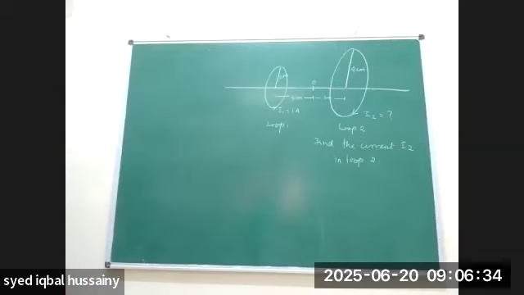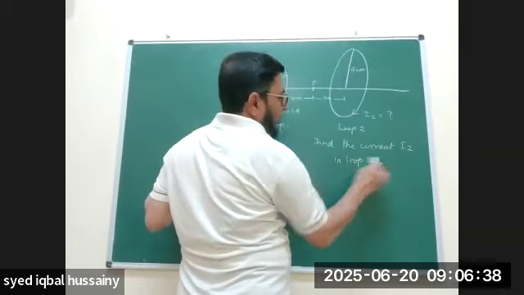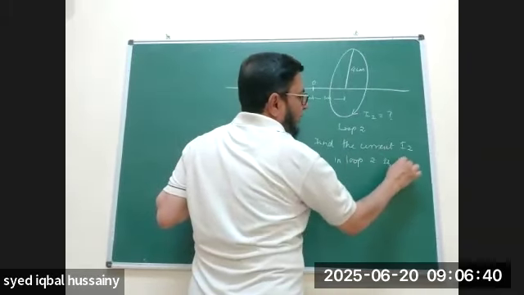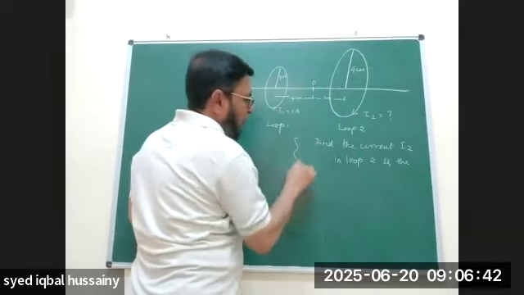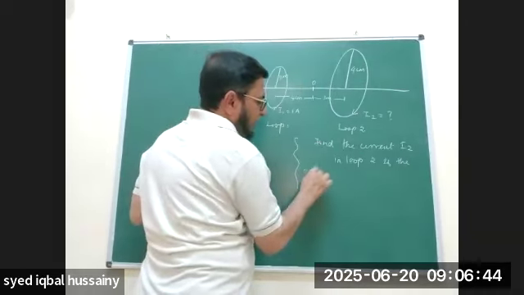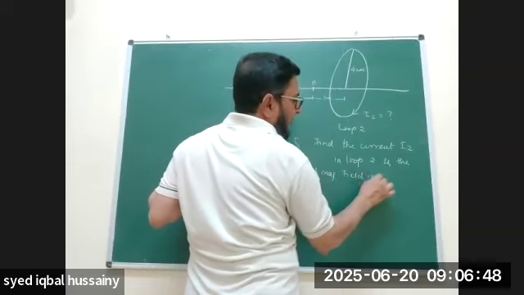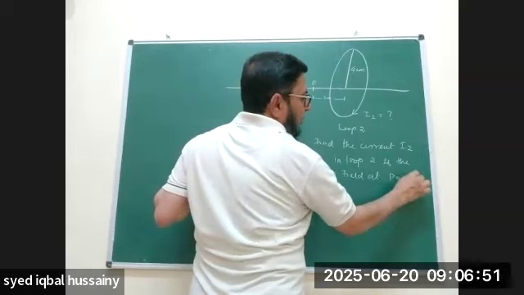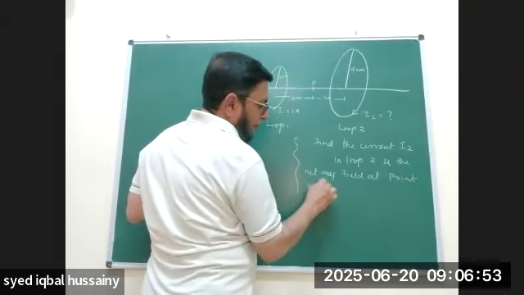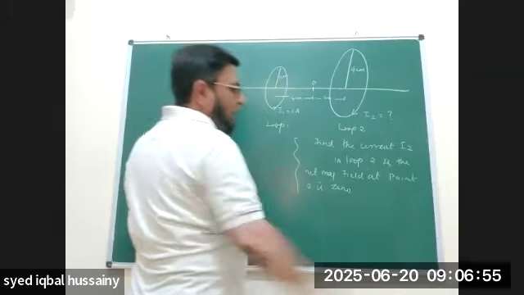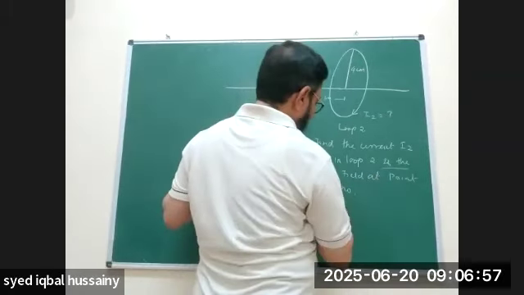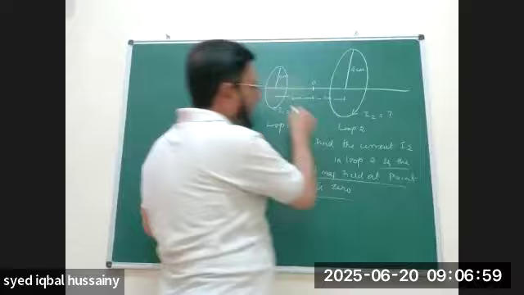What is the condition they say? Find the net magnetic field at the point. This is the condition to take up. It is given in the question. If the net magnetic field at point O is 0. So this is the condition they have given.